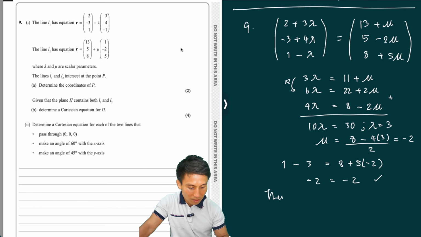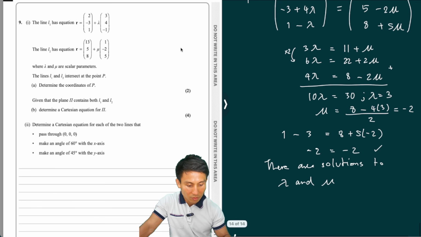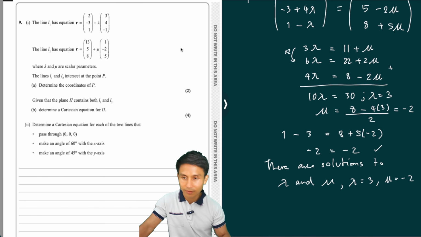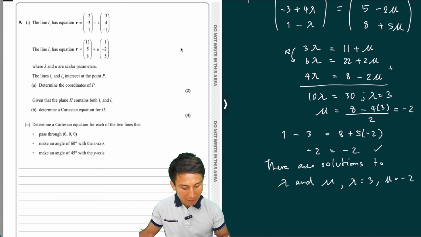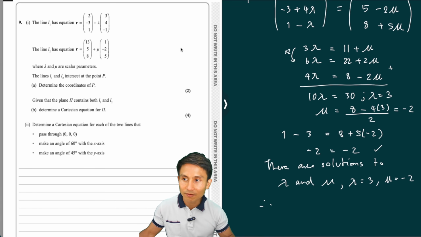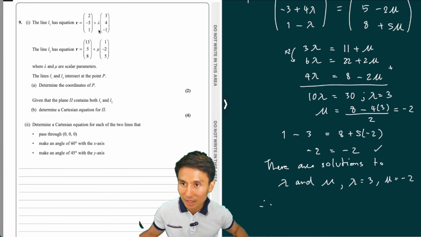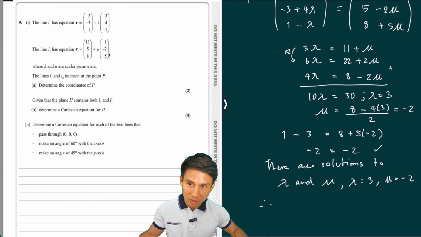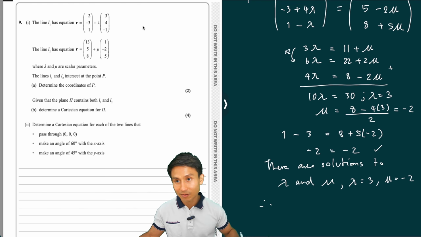So there are solutions to lambda and mu. So lambda equals 3 and mu equals minus 2. Okay, that means the coordinates of P will be found by substituting either lambda or mu in the corresponding vector equation. So in this case, I'm just going to use lambda maybe. So it's just OP, the vector equation.